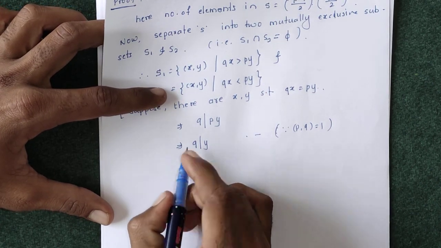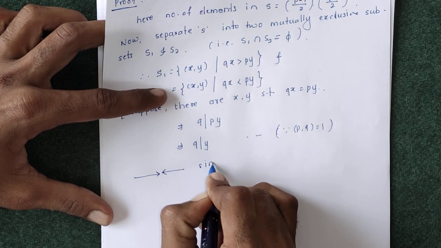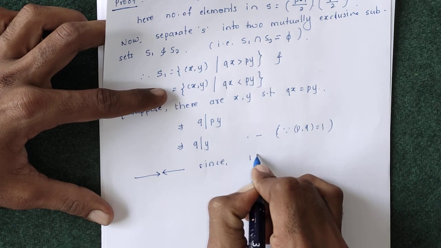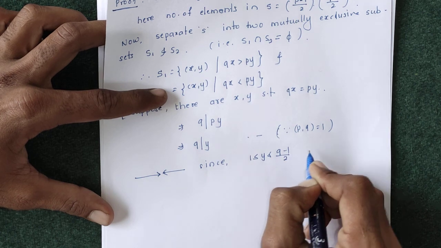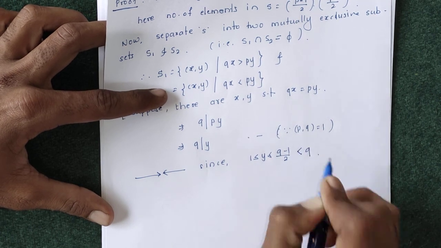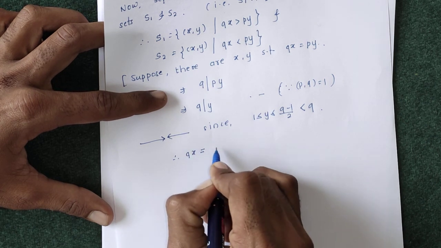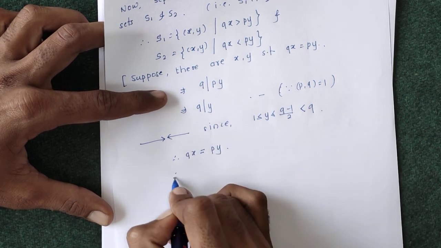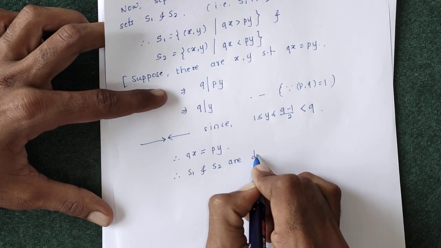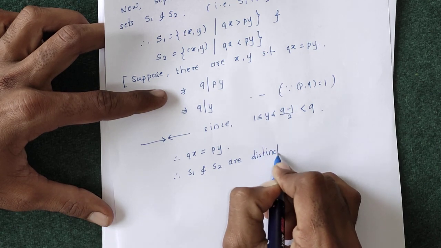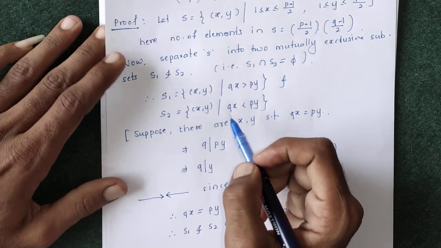So this is a contradiction, since our Y is in between 1 to (Q minus 1) by 2, and this (Q minus 1) by 2 is clearly less than Q. Therefore this Qx is not equal to Py, hence this S1 and S2 are distinct. S1 and S2 are distinct. So this is the proof that these two sets are distinct.